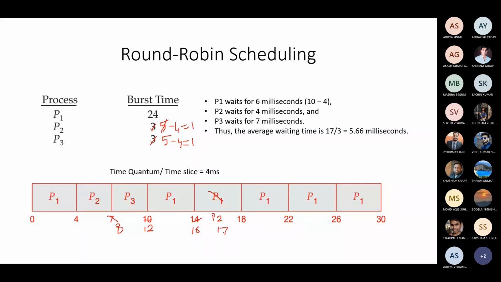Again P3 will come. This will take also only 1 second because only 1 second is left. So this will become 18. Then again P1 will continue to execute. Does this make sense? Yes, sir.